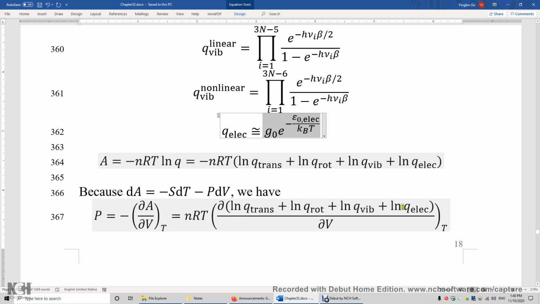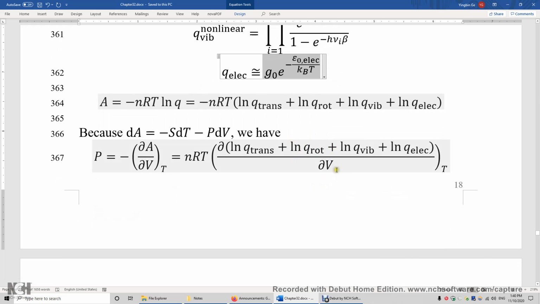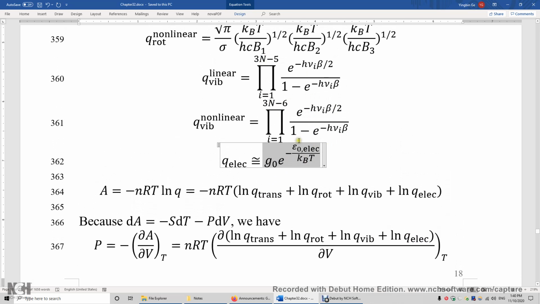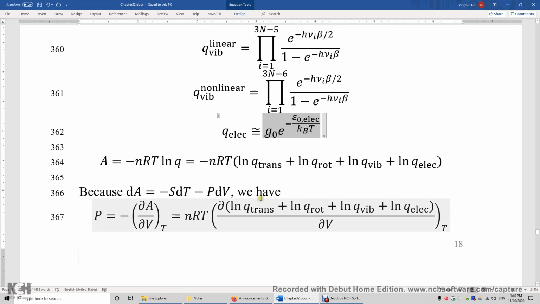Now I want to remind you the rotational partition function does not depend on volume. The vibrational partition function does not depend on volume. You don't see volume here. And the electronic partition function does not depend on volume. Again, we're talking about ideal gases. So for ideal gases, only the translational partition function depends on the volume. So these will become 0, 0, and 0.